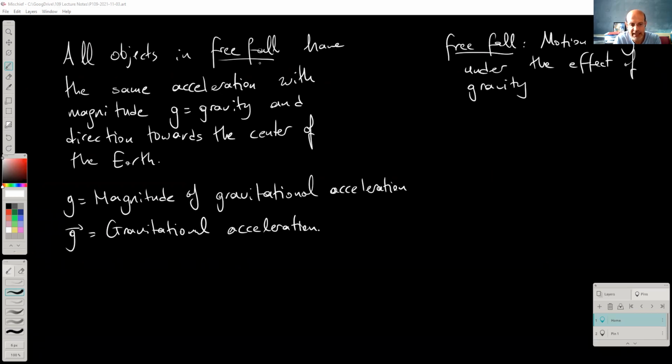All right, but let's just remember this, that's what I said last time. All objects in free fall have the same acceleration. The magnitude of the acceleration is shown by the letter g. We just call this gravity, and it's directed towards the center of the Earth.